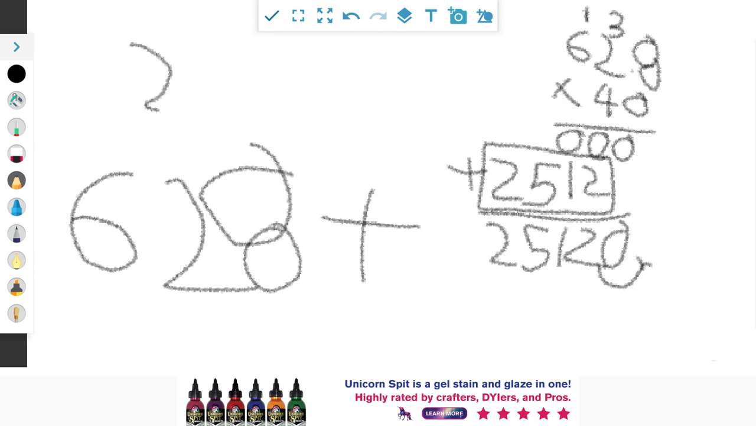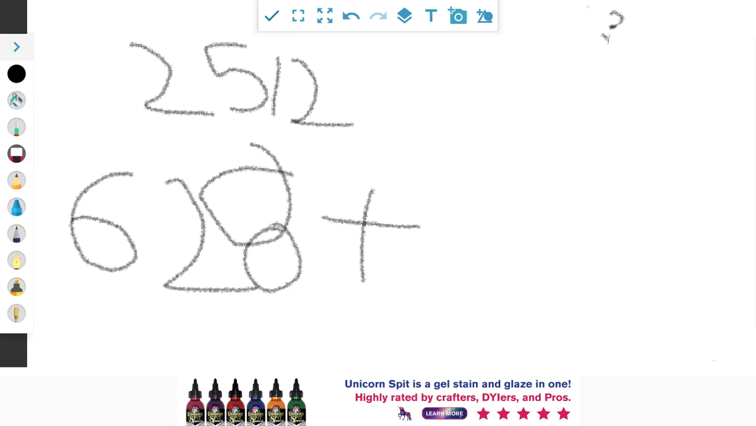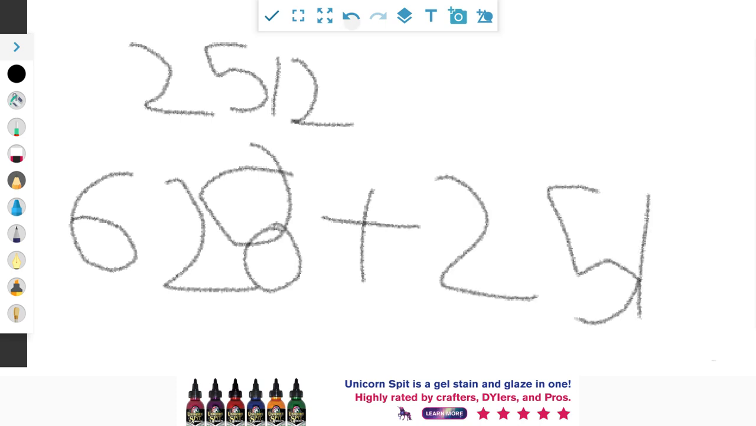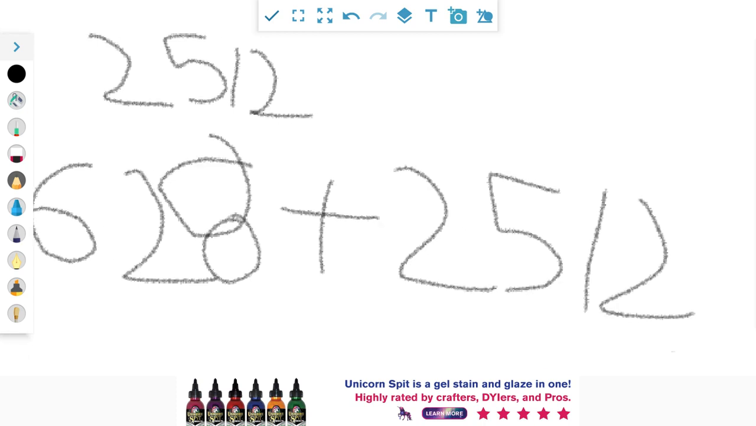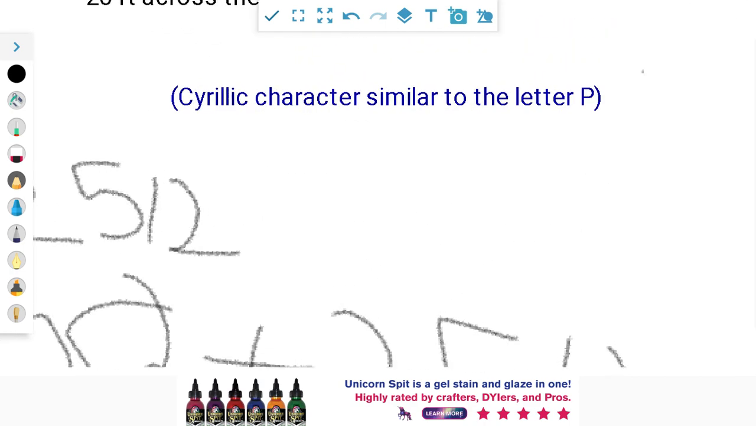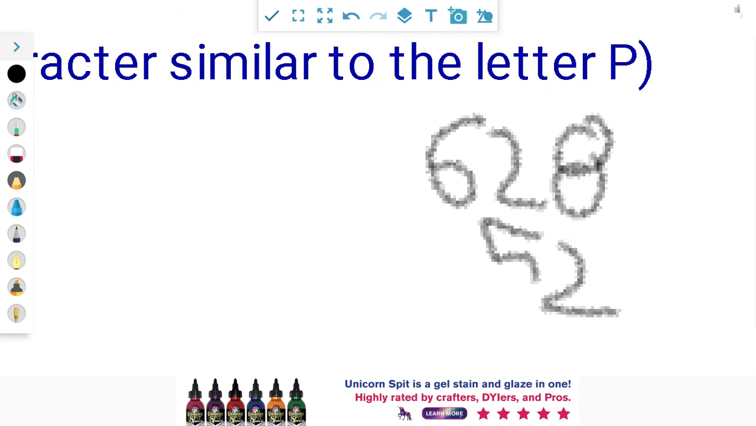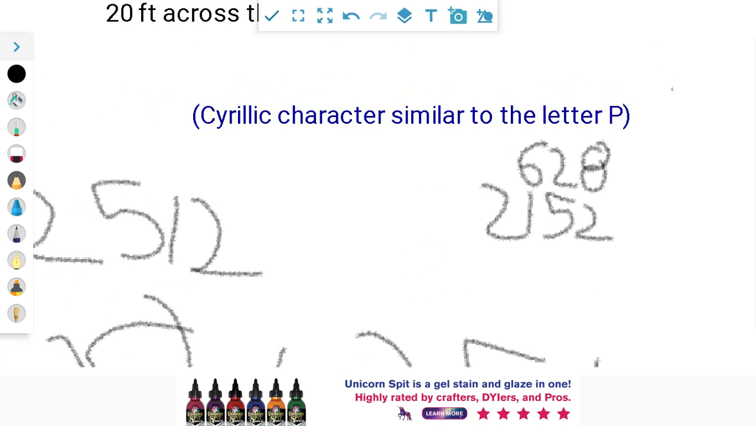So 2512, or 2500, oops, that's gonna be our other answer. Don't worry, that's very tiny, that's how I drew that thing. So 2512. So 628 plus, oops, I wrote it reverse. 2152. 2512.